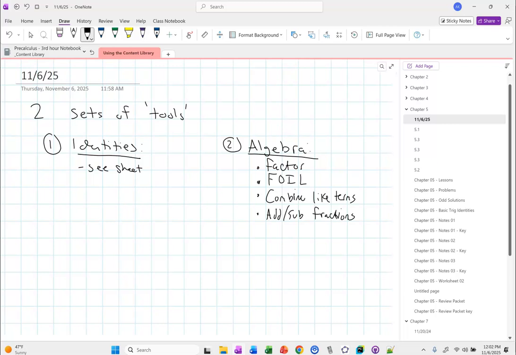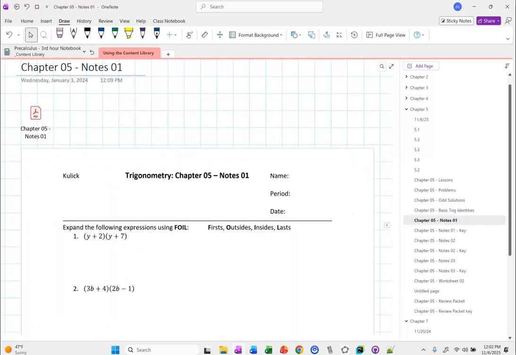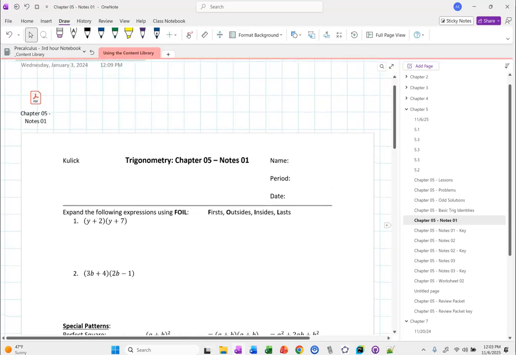Everybody's okay? So before we dive in and start doing these things with trigs, let's take a step back and kind of review some of these basic algebra skills using just some polynomial expressions that we would have done last year in our Algebra 2 course.